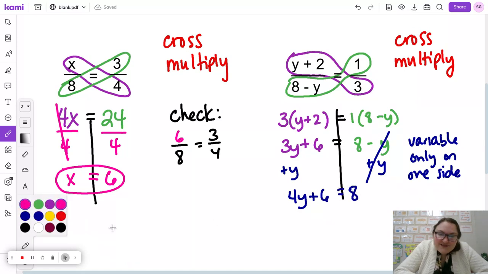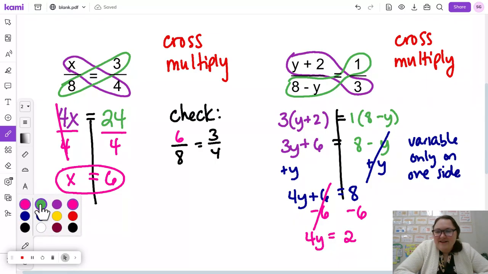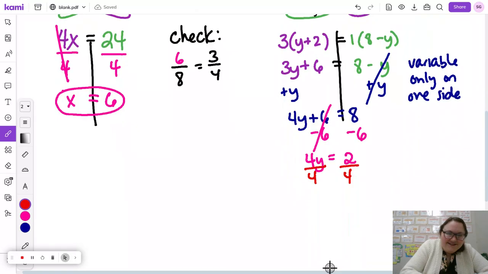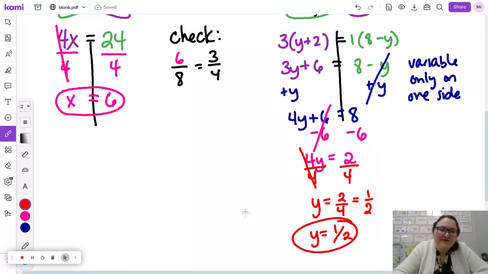Now it's a two-step equation, so my next step, get rid of my constant. That's my plus 6. I do the opposite. I subtract 6. And so that gives me 4y equals 2. And then for my final step, I need y by itself, which means I need to get rid of 4. This is multiplying by 4, so I do the opposite. I divide by 4. And we get my final answer is y equals 2/4. And 2/4, if I simplify, is the same as the fraction 1/2. So my final answer is y equals 1/2.